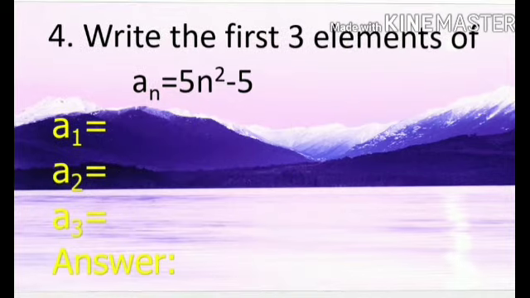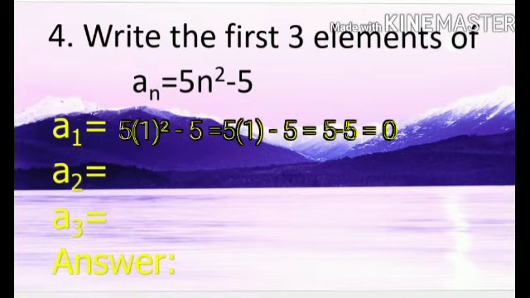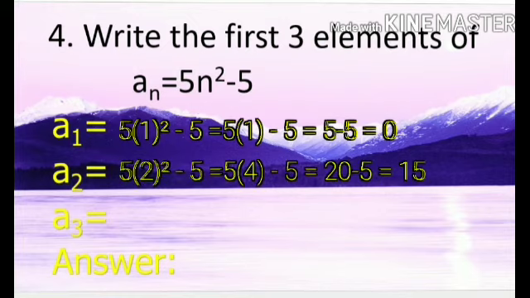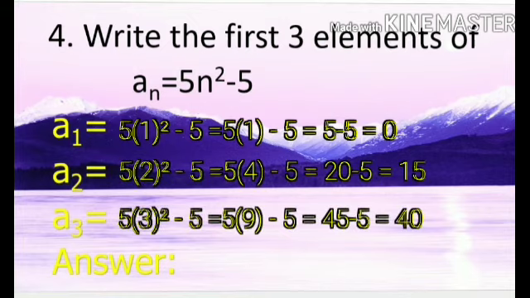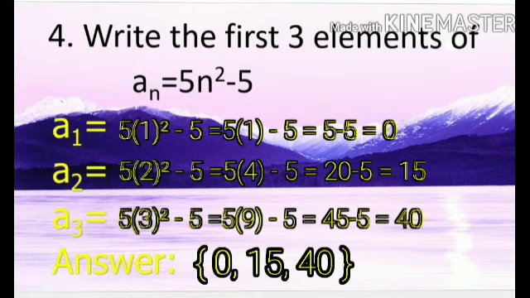and 4. Let's now look for the first 3 elements of a sub n is equal to 5n squared minus 5. Since we're looking for the first term, substitute 1 to n, that will be 5 times 1 squared minus 5 which is equal to 5 times 1 minus 5 which is equal to 5 minus 5 and that is equal to 0. Following the same process, the second term will be 15 and the third term will be 40. The first 3 elements of a sub n is equal to 5n squared minus 5 are 0, 15, and 40.